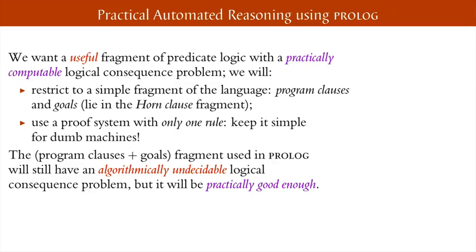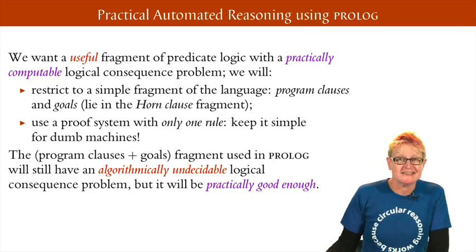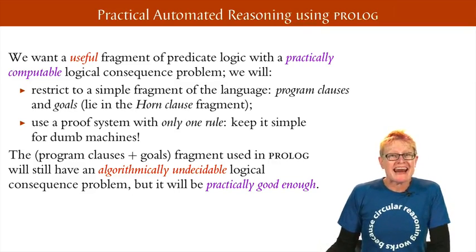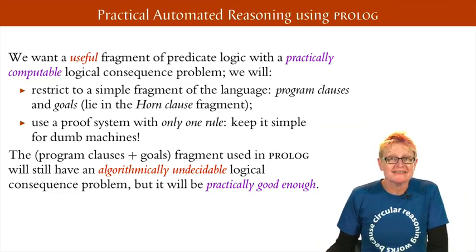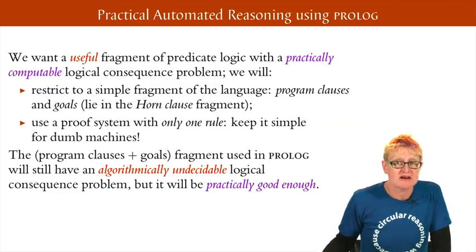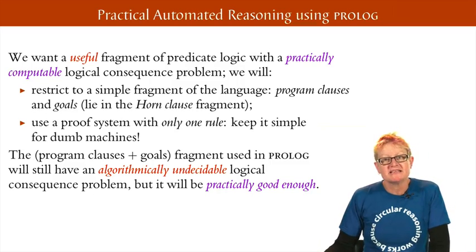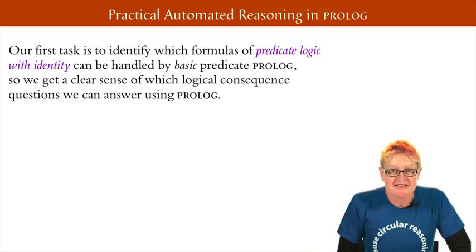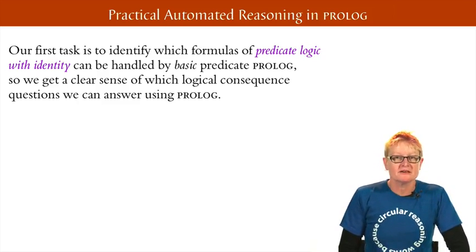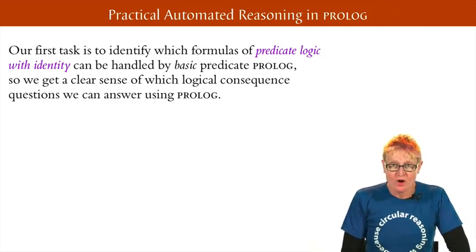At the end of last lesson we framed our quest for a useful fragment of predicate logic with identity for which an algorithm computing logical consequence can be implemented in software and be practically good enough in answering many of the questions put to it. We use Prolog and its software implementations for this purpose. Our first task is to identify which formulas of predicate logic with identity can be handled by basic predicate Prolog.